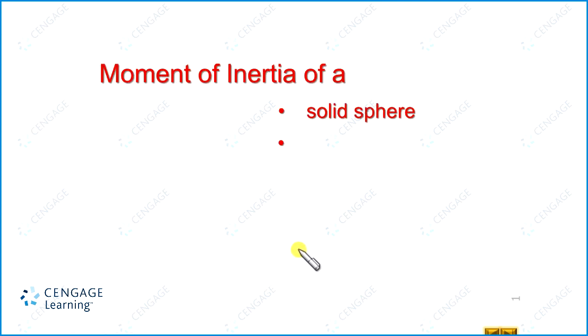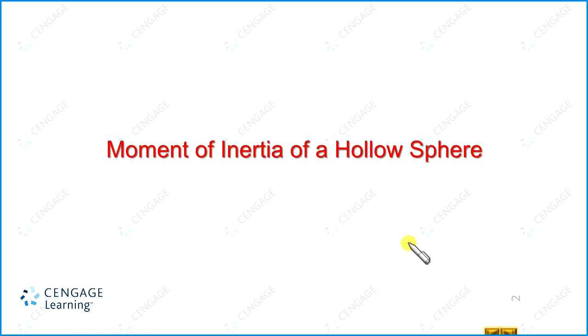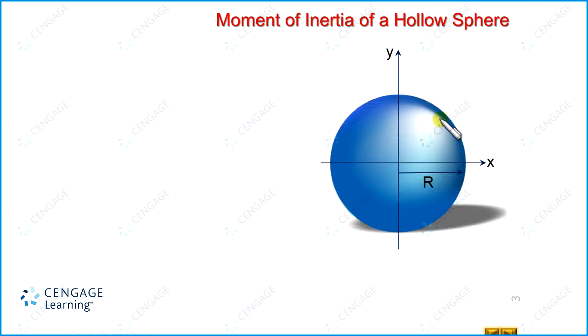Dear students, in this section we are going to learn how to calculate moment of inertia of solid sphere, hollow sphere, solid cone and finally hollow cone. First of all, we are going to discuss moment of inertia of a hollow sphere. Let us take a hollow sphere of radius capital R and mass capital M.